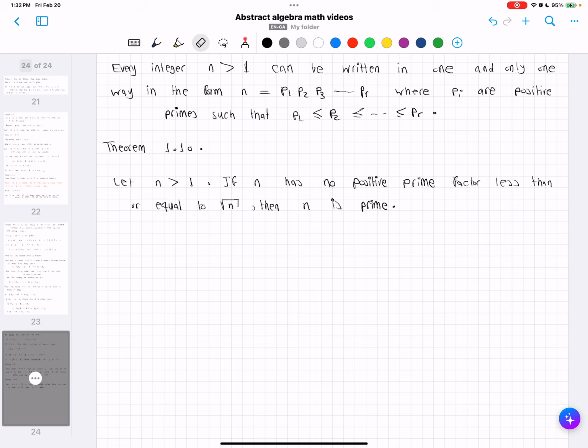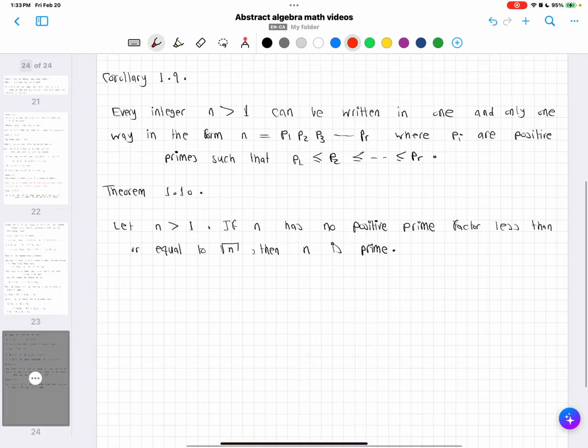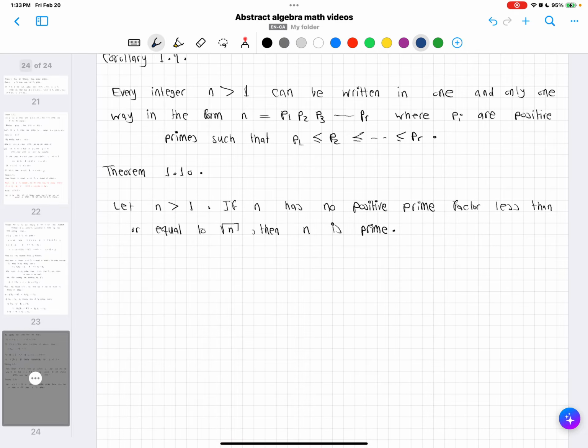So the main idea is that if you have prime factors, assume that the statement is wrong here. So assume that there is no positive prime factor which is less than or equal to the square root of n, while n is not prime. So what does it mean for n to be not prime?